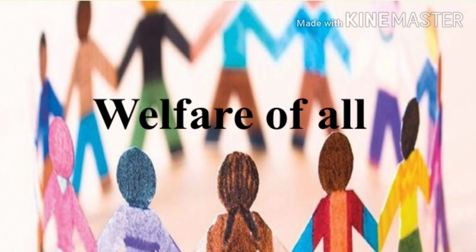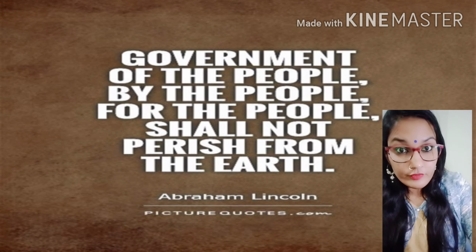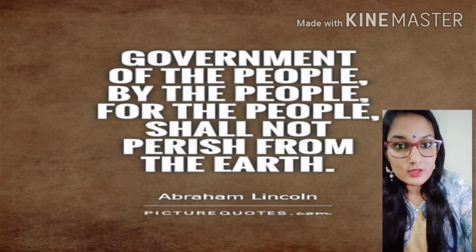The fourth fundamental principle of democracy is welfare of all. Democracy aims at establishing a welfare state where citizens can achieve political, economic, and social development. The fifth fundamental principle of democracy is government for the people.